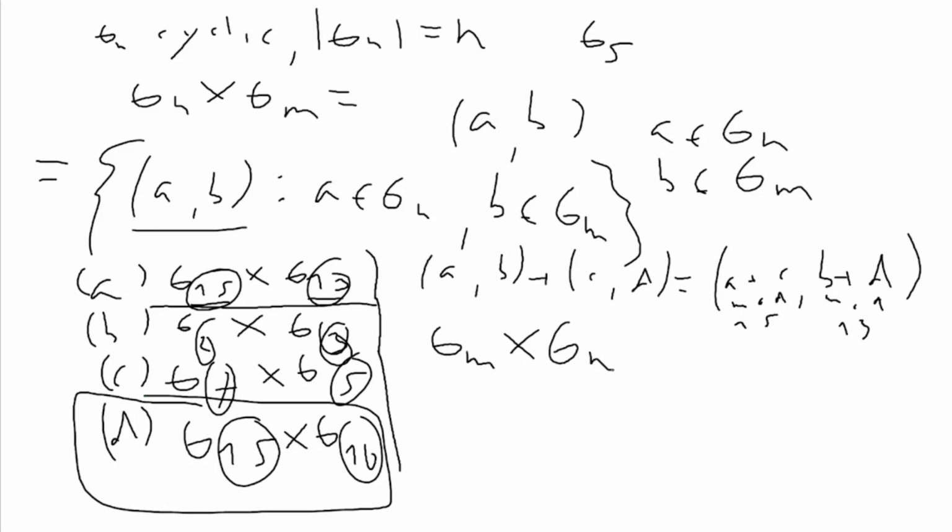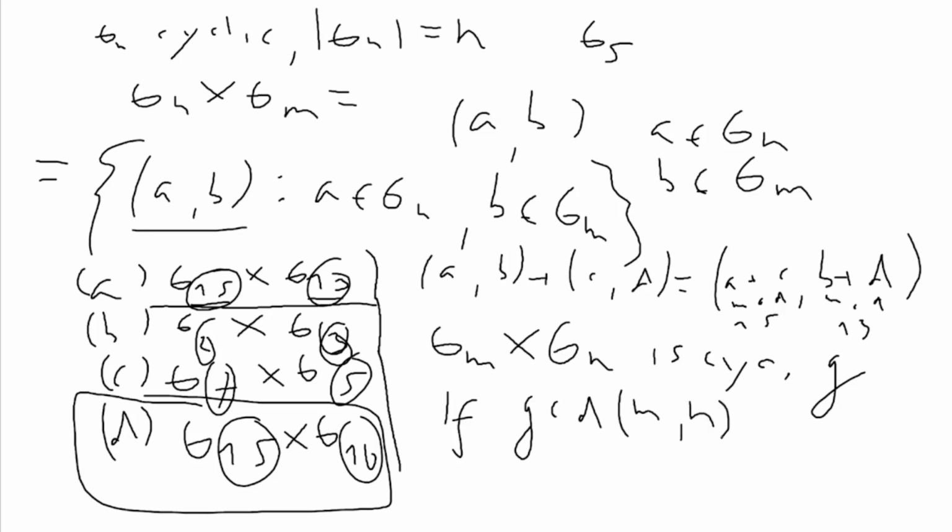G_m times G_n. If we have this, it is a cyclic group if the GCD of M and N equals 1, which is a different way to say M and N are co-prime. If they are not co-prime, it won't work.